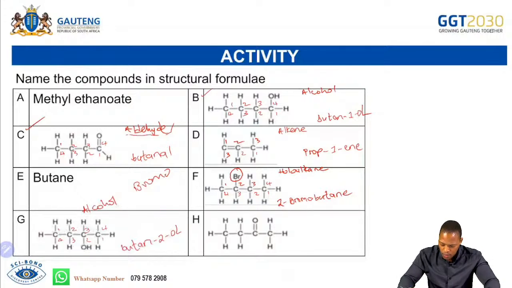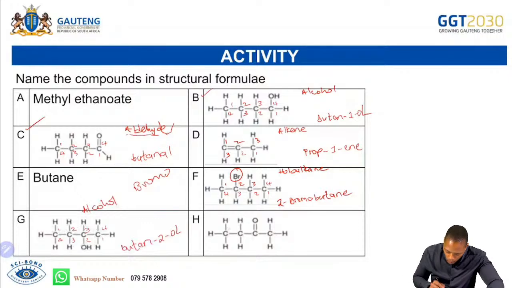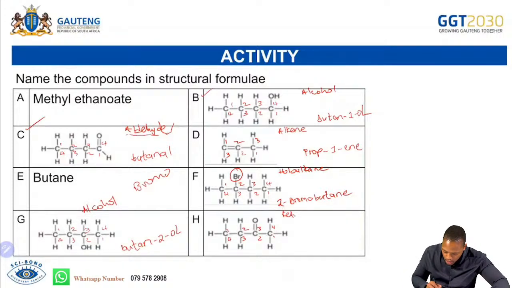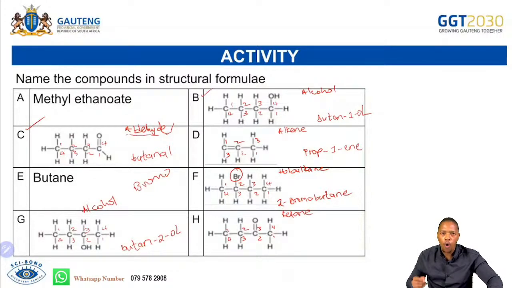I go to the last one, which is H. Here is the parent chain, and then what do I do with the parent chain? I number forward and backward: 1, 2, 3, 4. 1, 2, 3, 4. Identify the homologous series. Go to my table. I see a C with a double bond O, and it is in between two other carbons. What is this? This must be a ketone. That table tells me all of this information.